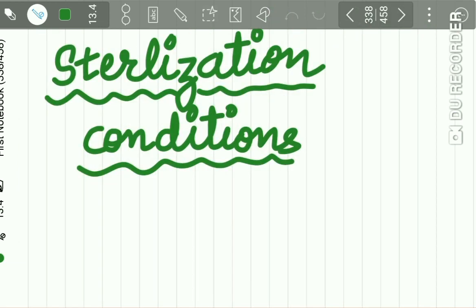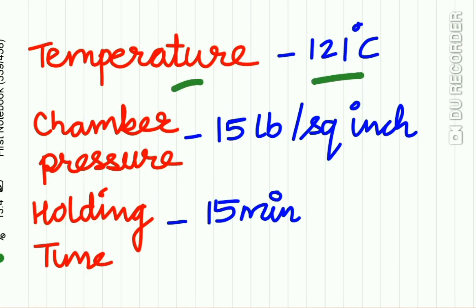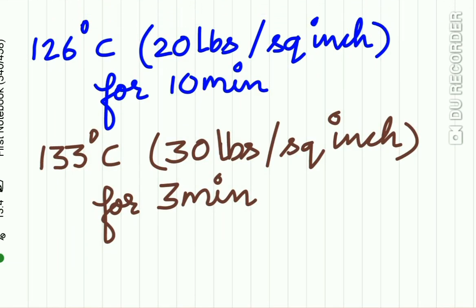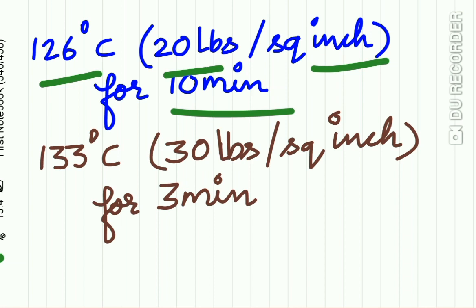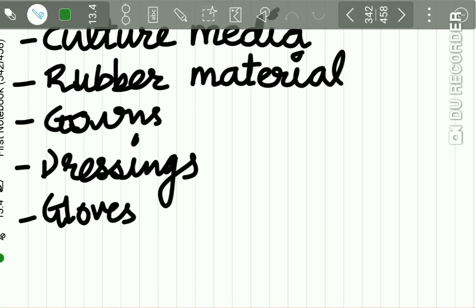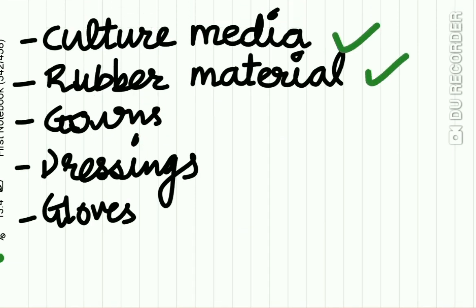Now, the sterilization conditions inside the autoclave: temperature 121 degrees Celsius, pressure of the chamber 15 lb per square inch, and the holding time is 15 minutes. Alternative methods are 126 degrees Celsius, pressure 20 lbs per square inch for 10 minutes, or 133 degrees Celsius, 30 lbs per square inch for 3 minutes. The uses of autoclave are to sterilize culture media, rubber material, gowns, dressings and gloves.